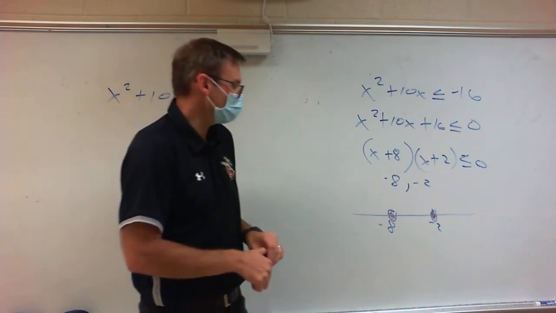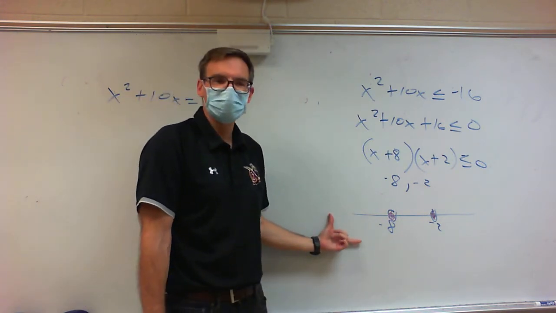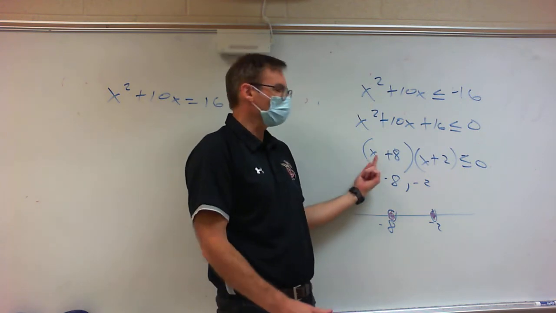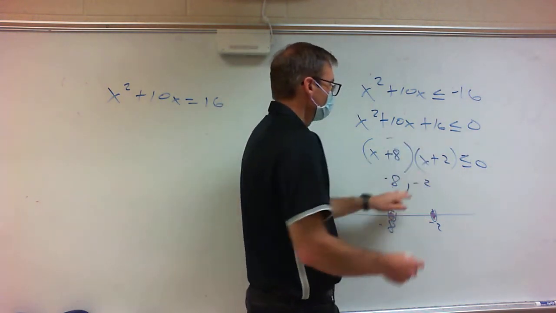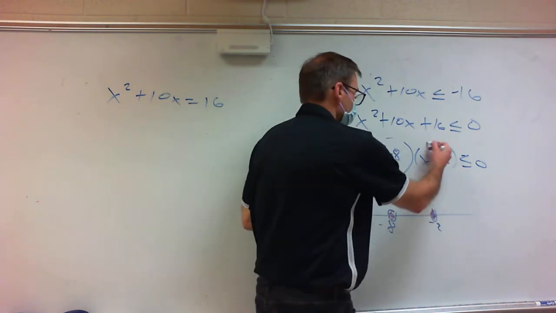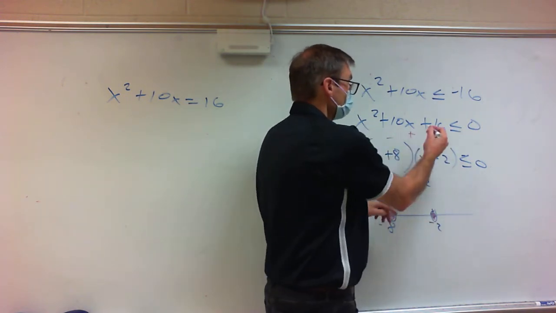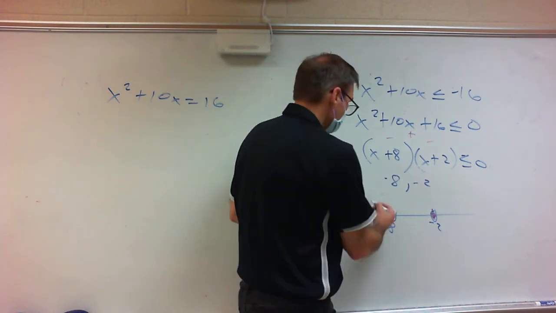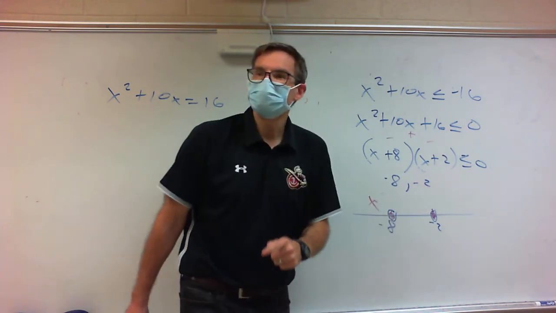So how do we test? Pick a value over here. Negative big number. Negative big number plus 8, that's going to be negative. Negative big number plus 2, that's going to be negative. Negative times negative is positive. Is a positive number less than 0? No.